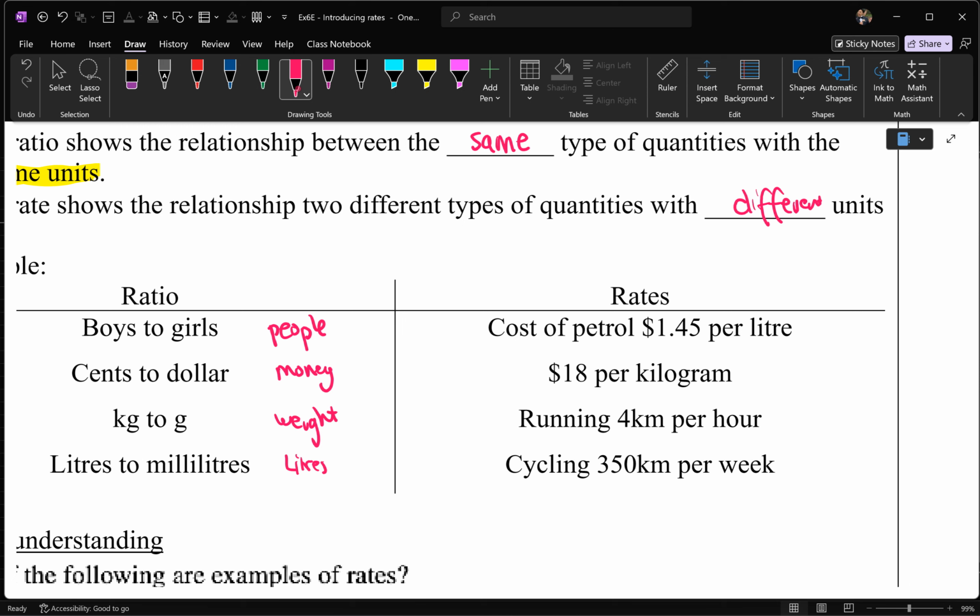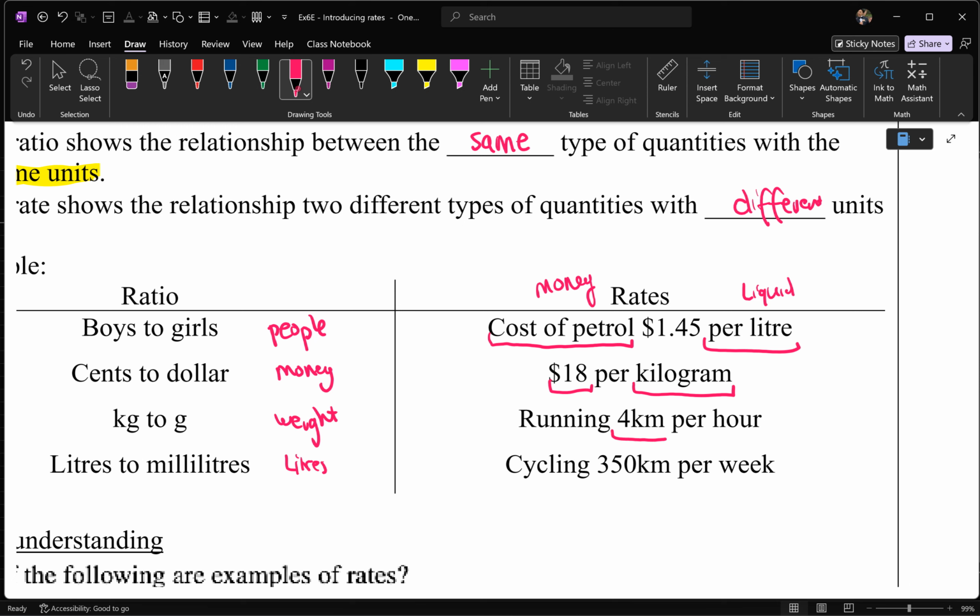Whereas in rates, can you see there are two different quantities? One is cost of petrol, so this is money. But then this is per liter, which is measure of water quantity or liquid. So there are two different quantities that are working in harmony. So as liquid increases, the more liters you have, then the more it'll cost you. Yeah, same thing here. This is money, and then per kilogram, which is weight. So the larger the weight, then the more the money.